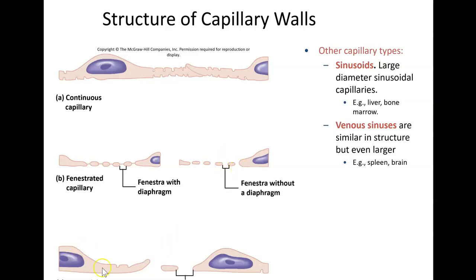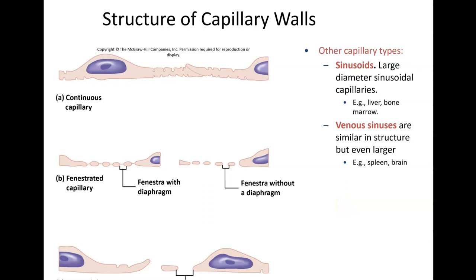And lastly, here's our sinusoidal capillary, where we're going to have very large openings. This is the one that looked like Swiss cheese. And here we see a large fenestra between the two endothelial cells. There are some other more subcategories of capillaries, but these are a bit more limited throughout the body.